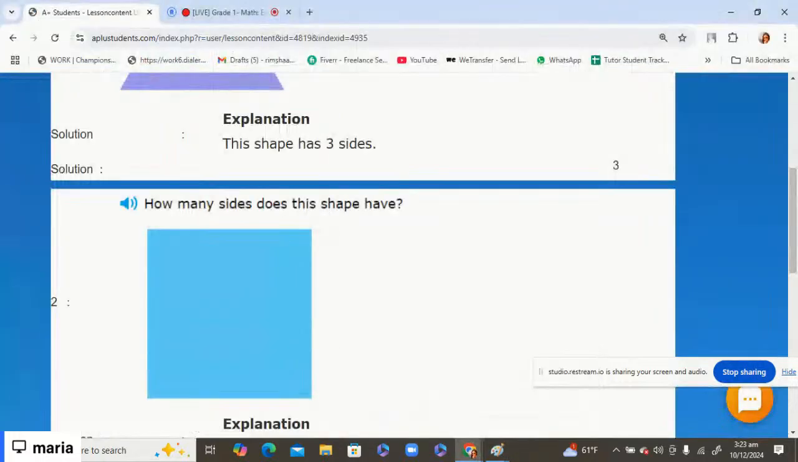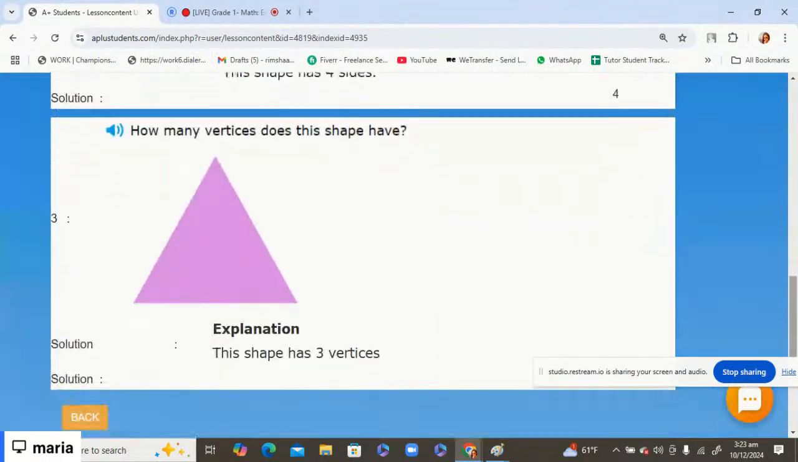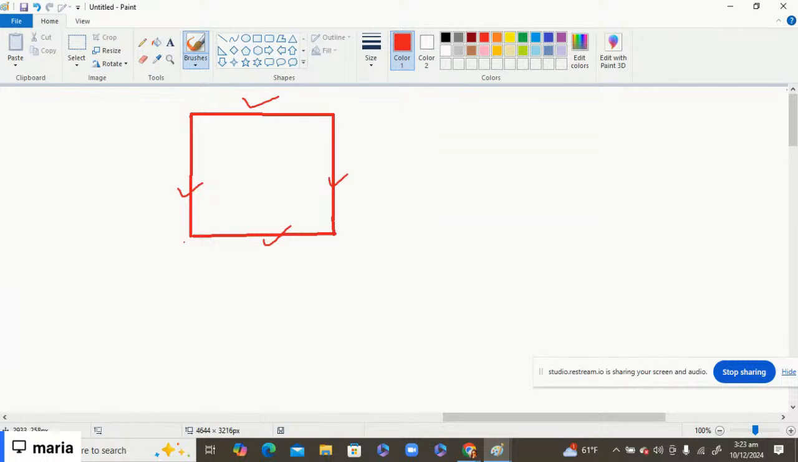So triangle has 3 sides, square has 4 sides. Okay, basically triangle has 3 sides and the square has 4 sides. How many vertices? If I'm talking about the vertices of this shape, then you guys tell me how many vertices of this shape. 4 sides are clear, but how many vertices? Everyone think about it and then tell me. I already told you what is the meaning of the vertices, so you guys tell me now.